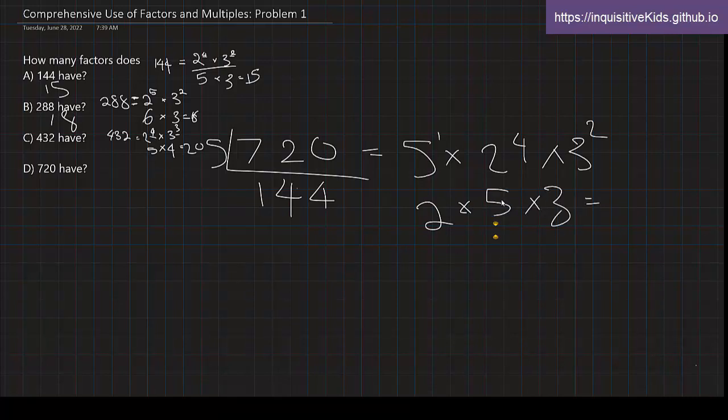2 times 5 is 10. 10 times 3 is 30. Meaning that, oh, by the way, this is 20, okay? And this 720 has 30 different factors.